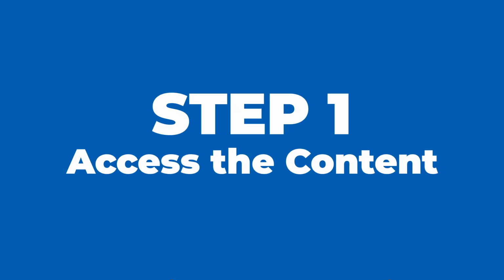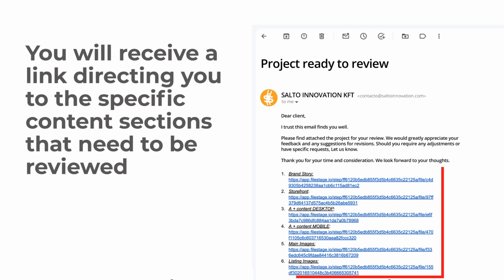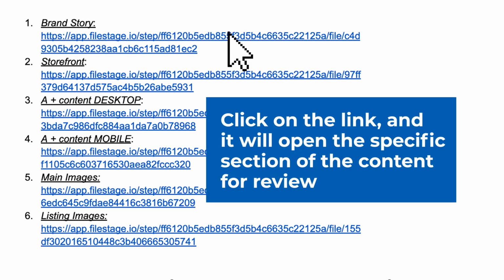Step 1. Access the content. You will receive a link directing you to the specific content sections that need to be reviewed. Click on the link and it will open the specific section of the content for review.